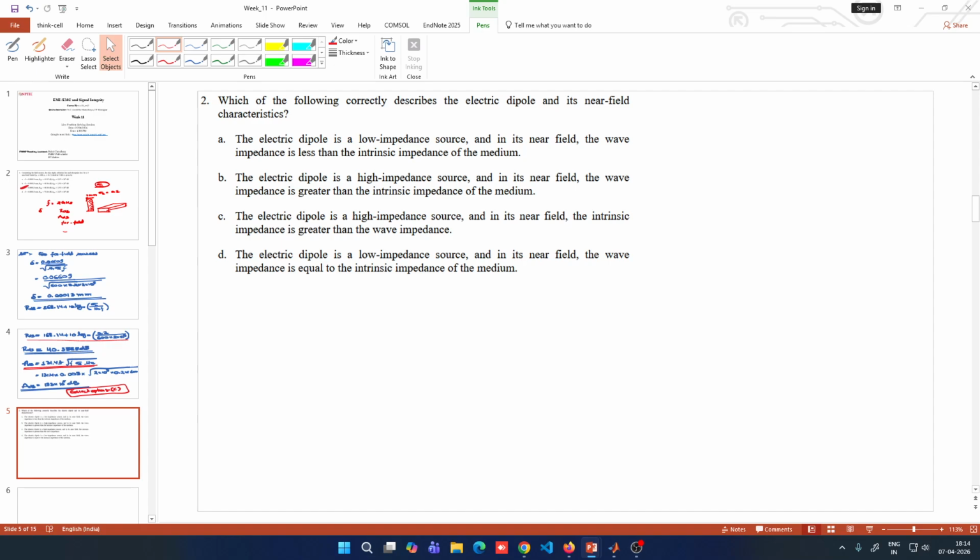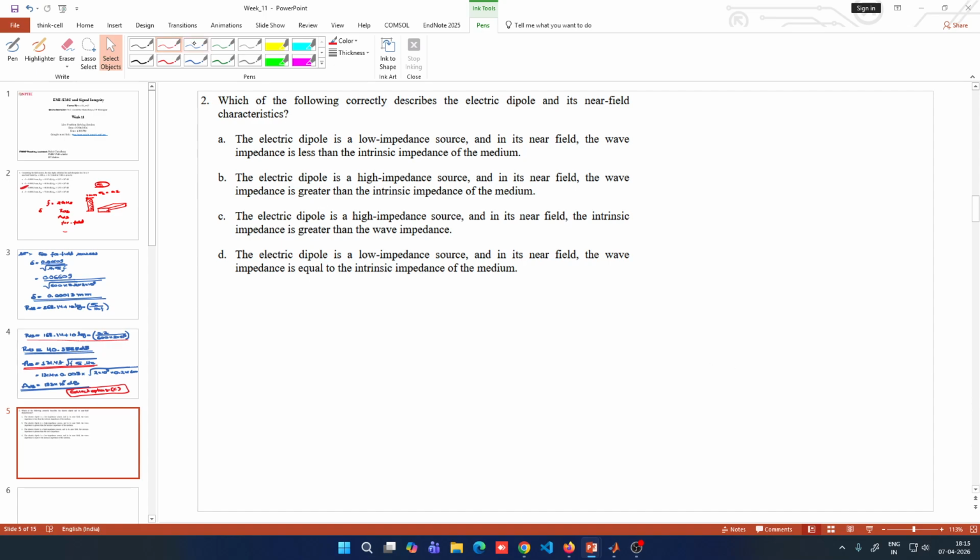Option B is the electric dipole is a high impedance source. Yes, because electric dipole is not a low impedance source; it is a high impedance source, and in its near field the wave impedance is greater than the intrinsic impedance of the medium. Option C states that the electric dipole is a high impedance source, and in its near field the intrinsic impedance is greater than the wave impedance. Option D is the electric dipole is a low impedance source, and in its near field the wave impedance is equal to the intrinsic impedance of the medium.